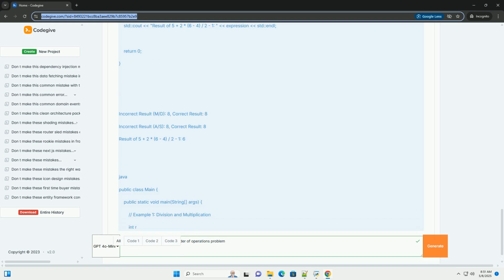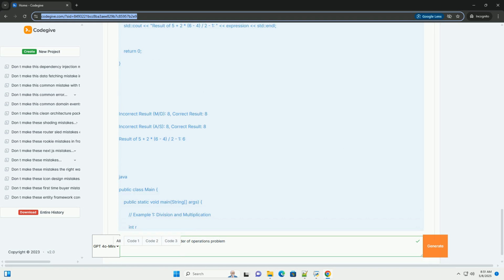2. Exponents/orders, E/O. Exponents, powers, and roots are evaluated next. This includes operations like squaring a number, x², or calculating the square root of x. Example: 2 + 3². First, 3² equals 9 is calculated, then 2 + 9 equals 11.